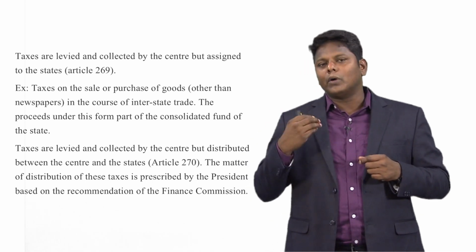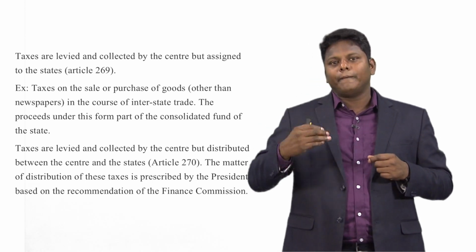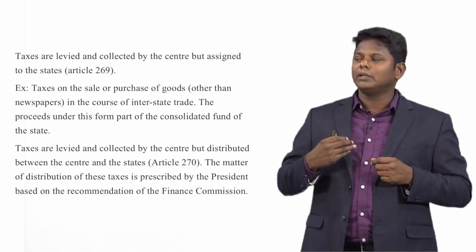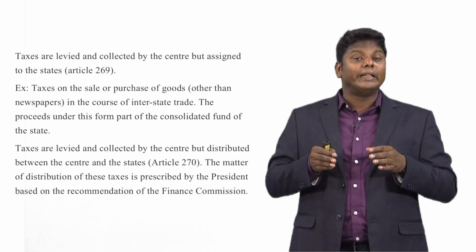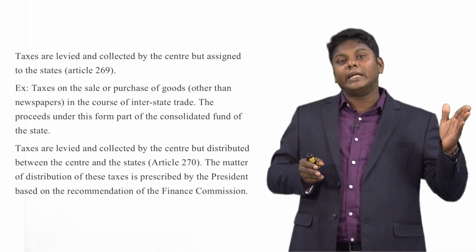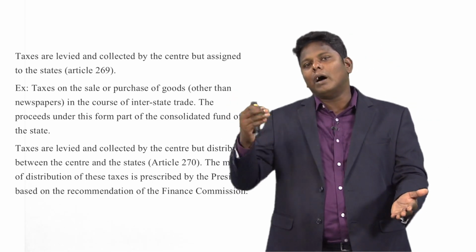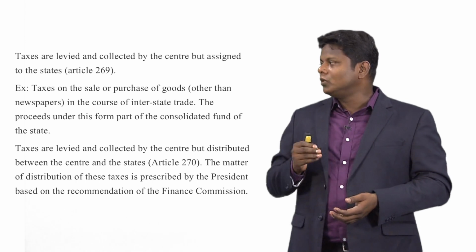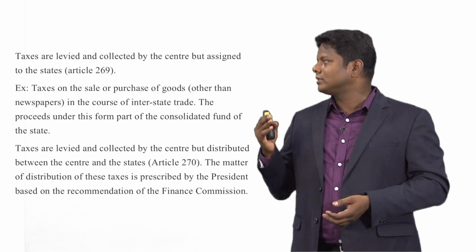The fourth one is according to Article 269, taxes levied and collected by the center, but these will be distributed to the respective states and given back to them. Article 270, taxes levied and collected by the central government, but they will distribute between center and state. 40% of the total tax amount can be retained by the central government, and the rest, 60%, can be given back to the state government. This is Article 270, taxes levied and collected by the center and distributed between center and state. For example, taxes on income other than agricultural income. Thank you so much.